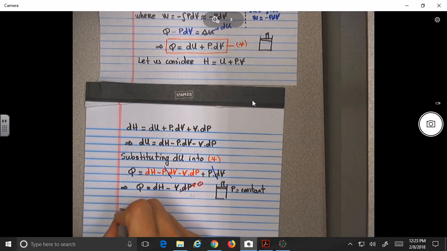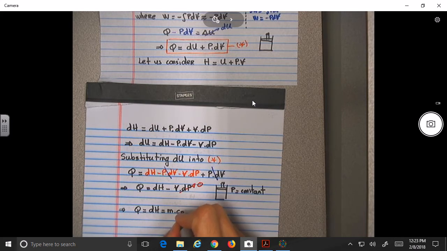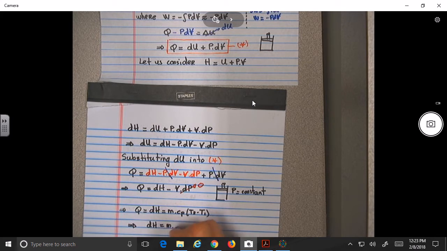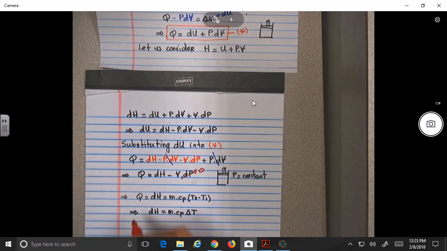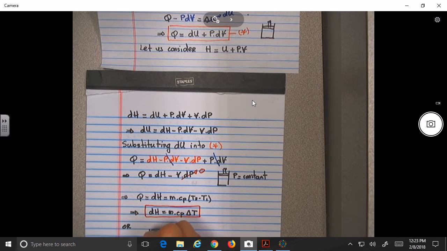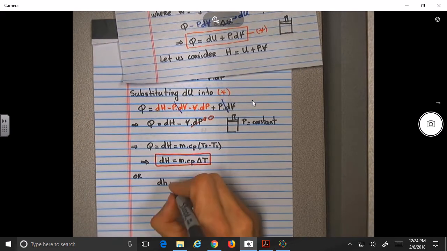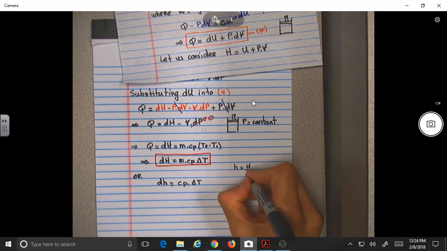So at the end we have over here that Q equals dH, and this one is going to be equal to M Cp (T2 minus T1), or if you want to write it over here, dH is equal to M Cp delta T. Or dh equals Cp delta T, where little h equals capital H over M.